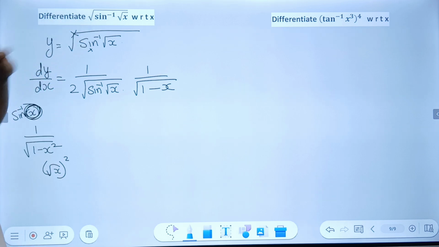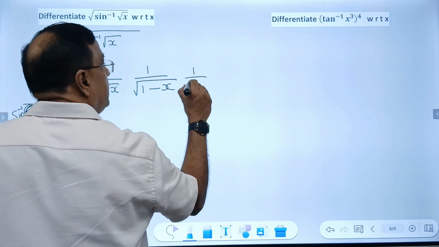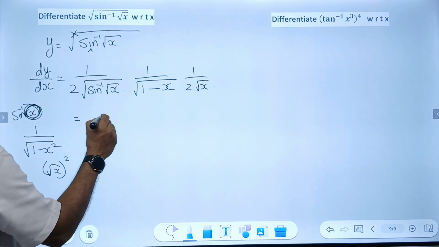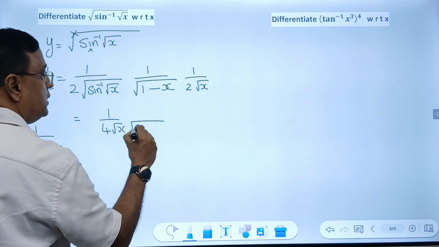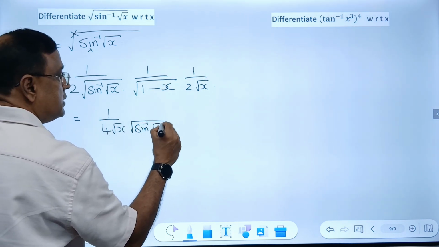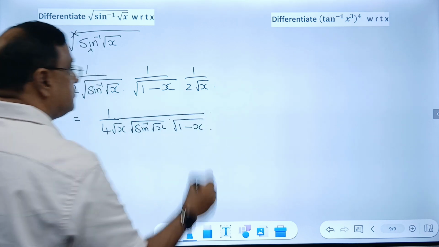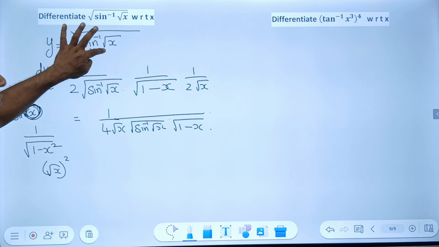After sine inverse, what I should differentiate? Root. What is the differentiation of root? 1 by 2 root x. So if you want, you can write it as 1 by 4 root x into root of sine inverse root x into root of 1 minus x. So root, then sine inverse, then root.